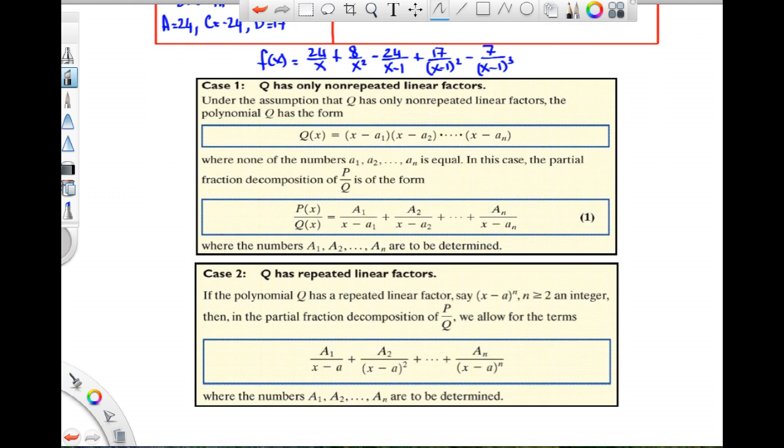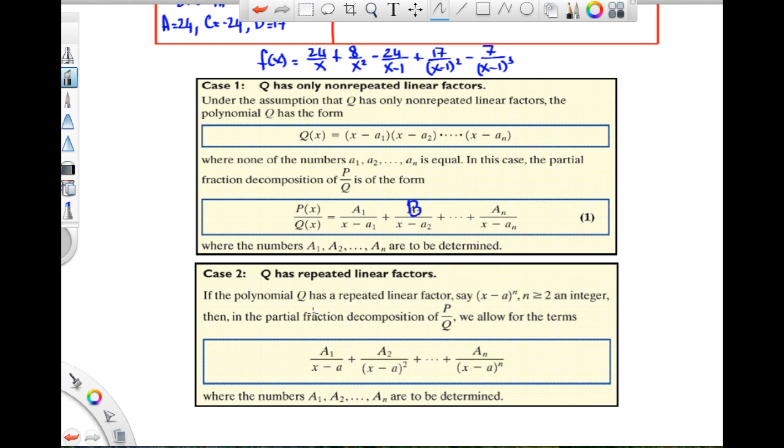Here's the summary with two cases then. Non-repeated linear factors. If they're non-repeated, then however many factors you have that are all linear, then you use an A1 and an A2. So we said, the first one we just called A, and then we called it B, and then if you had more you'd call it C, D, etc. So they use an A to the n so you can keep counting. And then you got to figure out what all those A's and B's and C's are.